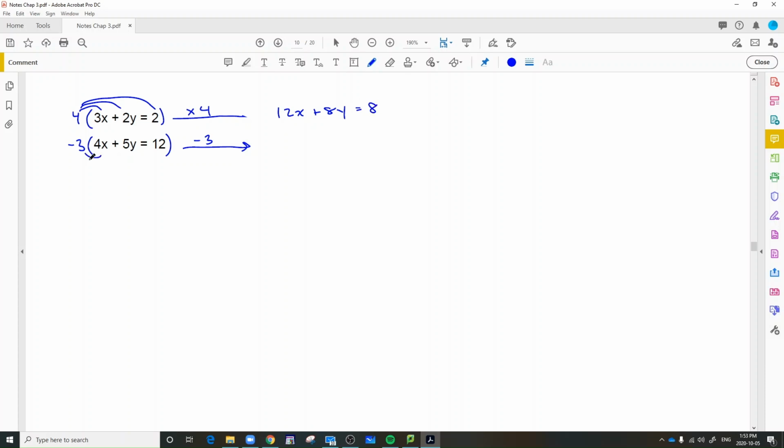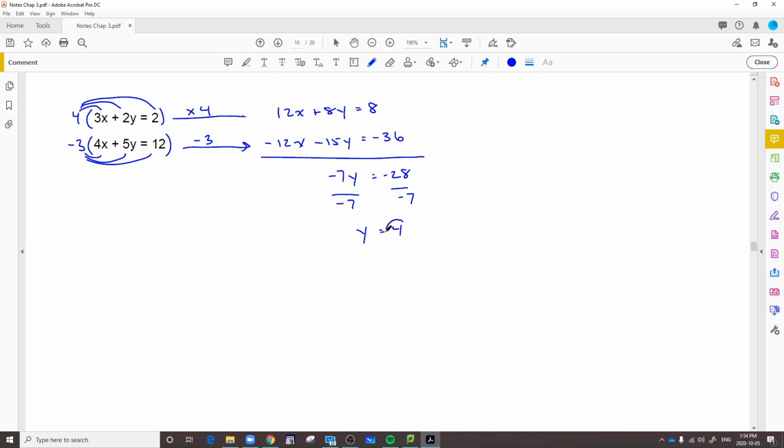Then I'm going to multiply every term by -3. I get -12x minus 15y is equal to -36. Now I can add my two equations, so 12x plus -12x is gone. 8y plus -15y is -7y, and then 8 plus -36 is -28. Then I'm going to divide both sides by -7, and I get y equals 4.